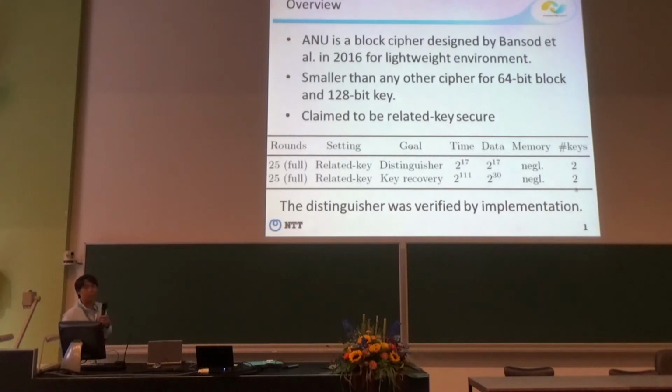However, unfortunately, the attacks could be applied. The cipher has 25 rounds, and the related-key boomerang attacks can work with practical complexity for the distinguisher, and the complexity for the key recovery attack could be reduced as well. The distinguisher was verified by implementation.